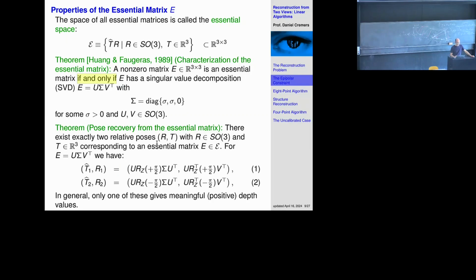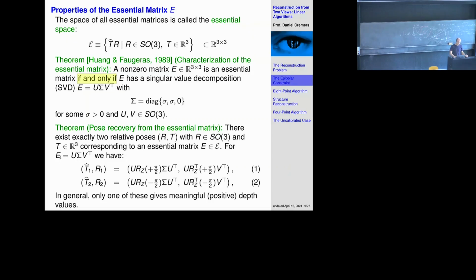Next, the question is, if you are given an essential matrix, 3x3, can you read out rotation and translation? And the answer is yes. This is the second theorem: you can recover the pose from the essential matrix. So if you are able to compute the essential matrix, then this theorem tells you what the rotation and translation are. And this is what it looks like.